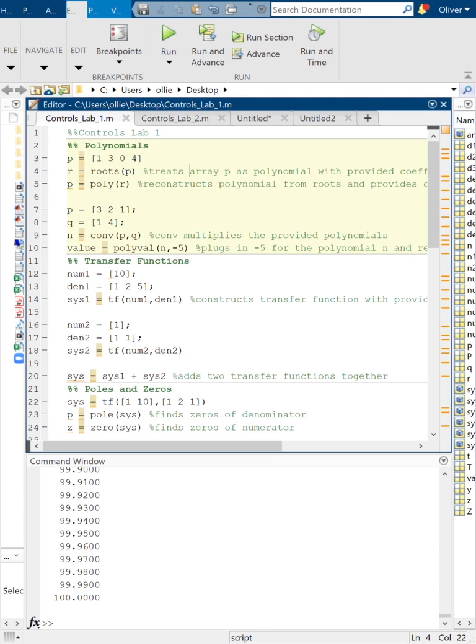To construct a polynomial, we'll make an array of polynomial coefficients. This is done here with p. So p can be said to equal s cubed plus 3s squared plus 0s plus 4. If we want to find the roots of the polynomial, we can simply use the roots function, which will provide an array of the roots. And if we want to reconstruct the polynomial using the roots, we can do that with the poly function.